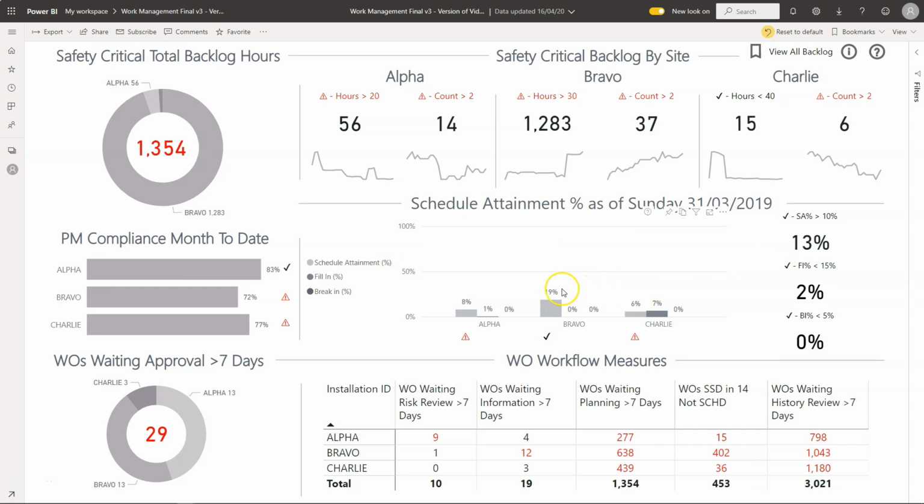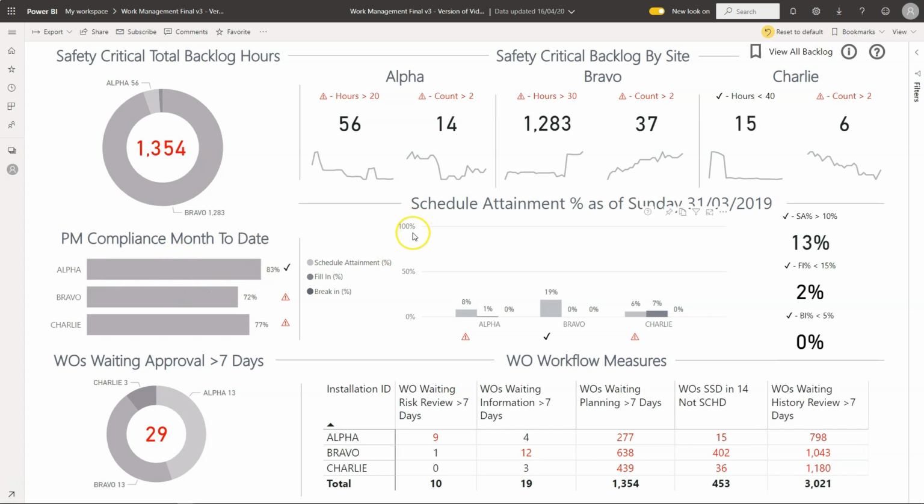Schedule attainment, we've chosen schedule attainment. The key thing here is, well, a couple of things. The first is an overview of the schedule attainment, the fill-in and the break-in work for all of the sites. So this 13% is across all sites. What we've done here is take all the work that's scheduled for all of the sites and all the work that's currently completed for all of the sites as of this Sunday for this week. So this will reset itself at the start of every week. The Sunday is the second day of the week actually. The schedule starts on a Saturday and finishes on the following Friday.